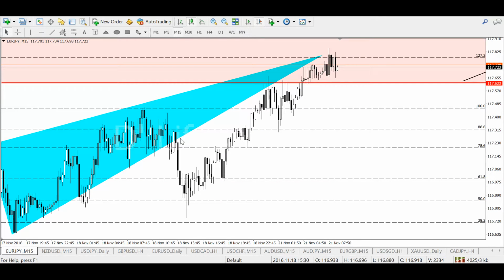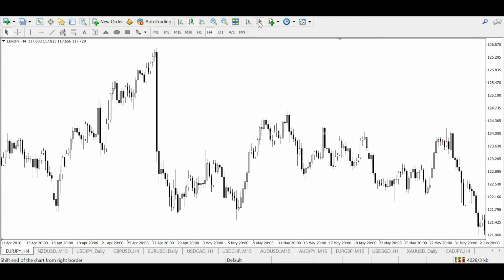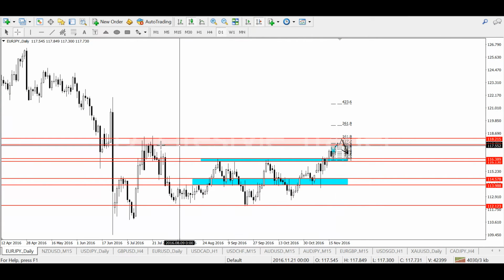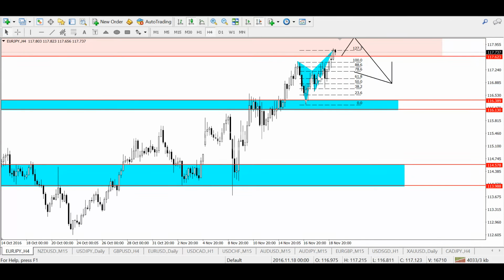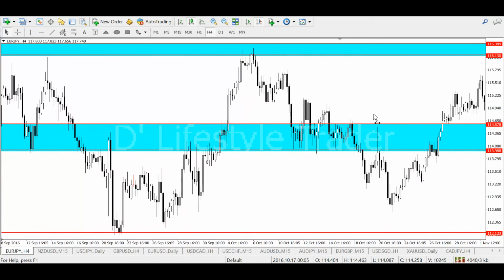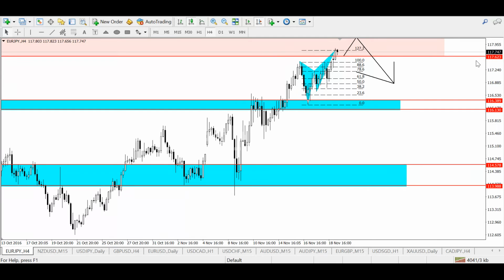Next, quickly talk about euro against Japanese yen. Since last week, I've been talking about a butterfly that's forming right here because the price has reached the major resistance zone. However, I do see that the price may continue to appreciate further, all the way to the Fibonacci retracement level of 161.8% based on the butterfly pattern, and all the way to the top of the major resistance zone. All right, so this is what I'm looking for.